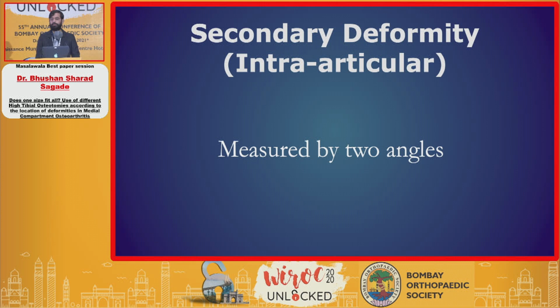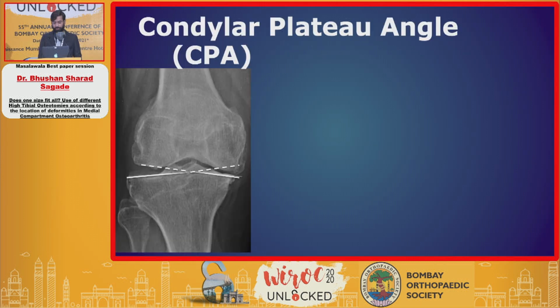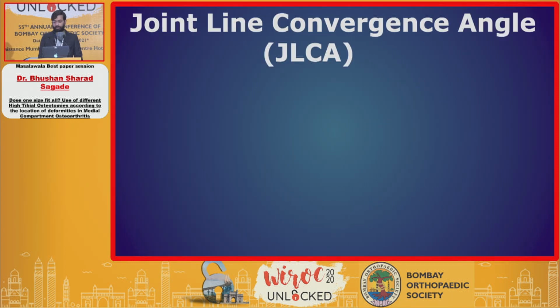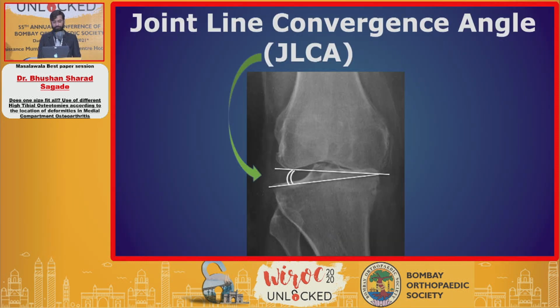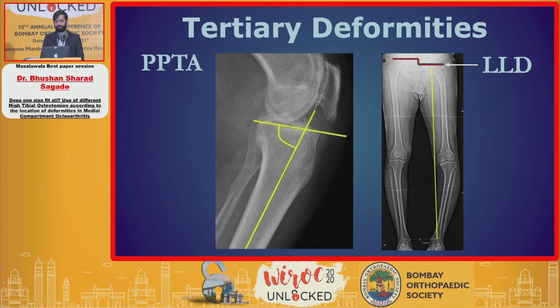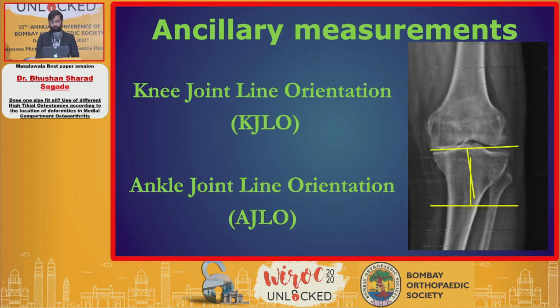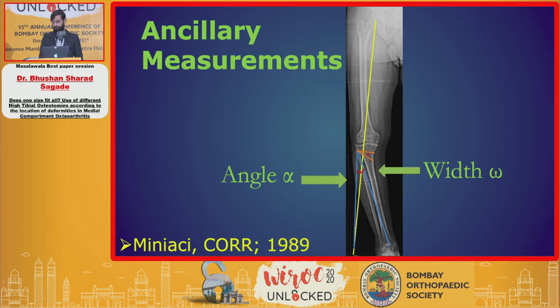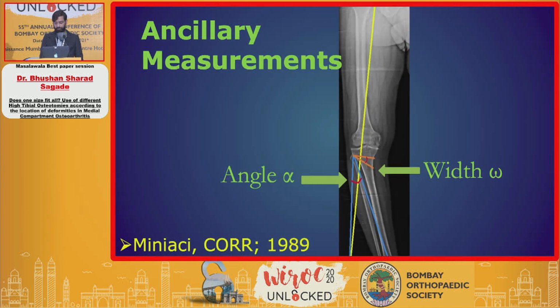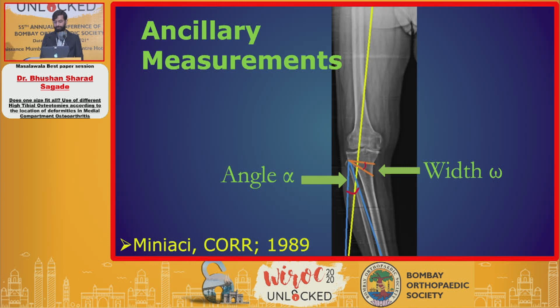Secondary deformity was an intra-articular deformity which was measured by the condylar plateau angle, which is measured by tangents to the broadest concave part of the tibial condyles, and the joint line convergence angle between the articular surfaces of the femur and the tibia. Tertiary deformities in the sagittal, rotational, and axial planes were measured by posterior proximal tibial angle and limb length discrepancy. We also measured joint line orientation of the knee and the ankle relative to the horizontal. Angle alpha and width omega were calculated by using the Miniaci method.